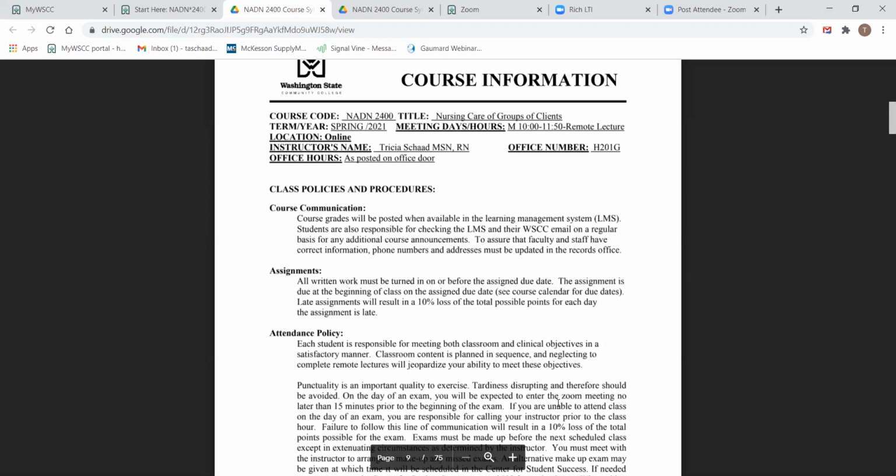Also, make sure that you have your information up to date. Correct information, phone numbers, addresses, make sure that's all up to date in the records office. Very important for us to be able to get a hold of you. And as you're starting to graduate here, we want to make sure we have the correct information in our records office.